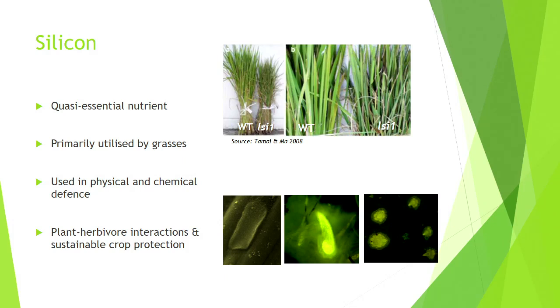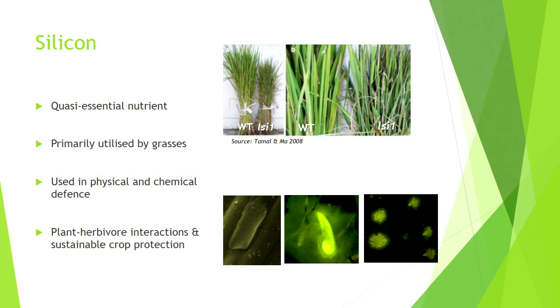And then this is a trichome, so where it's green is where it's enriched with silicon. And that causes the abrasive leaf texture that you might feel when you touch grasses. It can also be used to prime plants in terms of their chemical defence system.